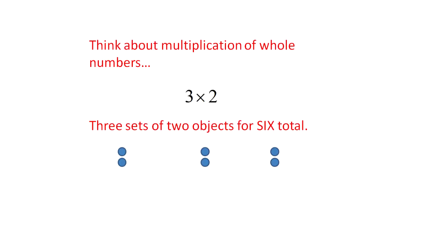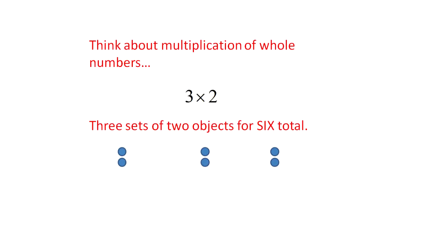As we begin our discussion of multiplying fractions, I want to think back to multiplying whole numbers and think about what that physically means, how we can represent that with some kind of picture. So I have 3 times 2 here, and I want to remind you that that means that we have 3 sets of 2 objects. And if you count out the objects, we have 1, 2, 3, 4, 5, 6.